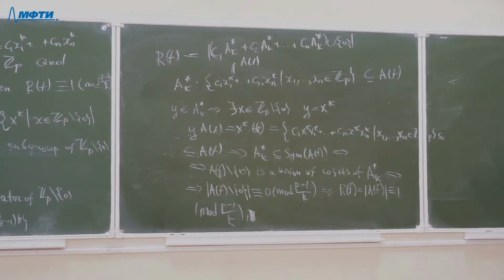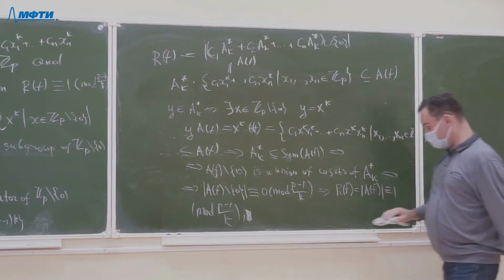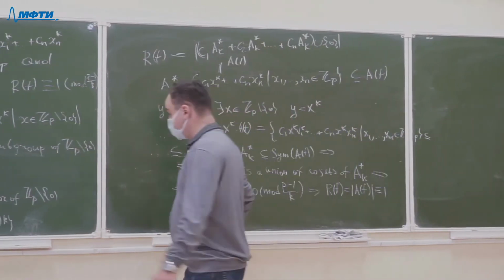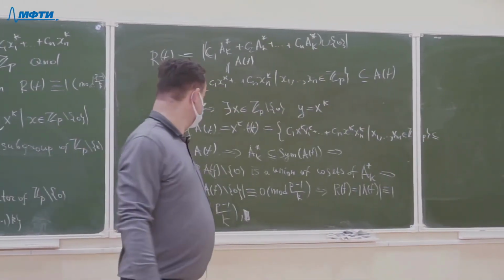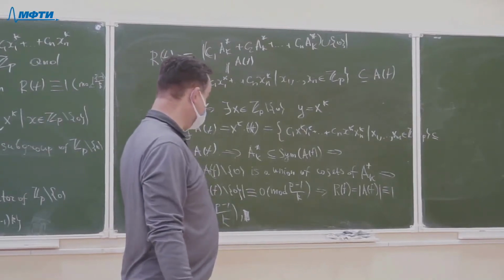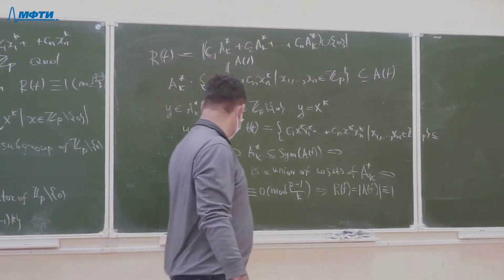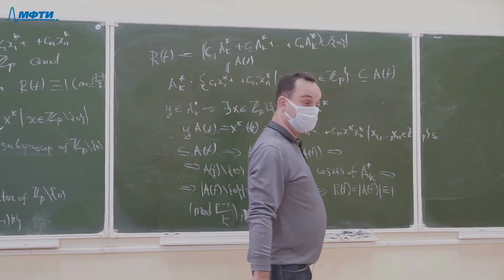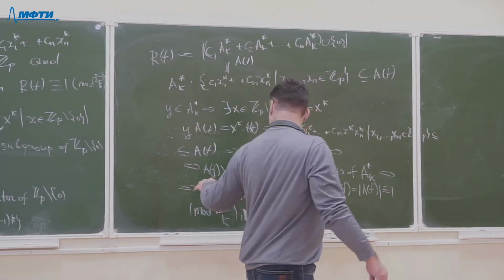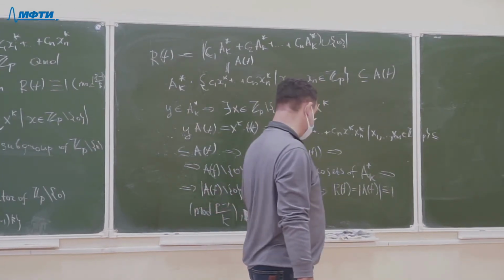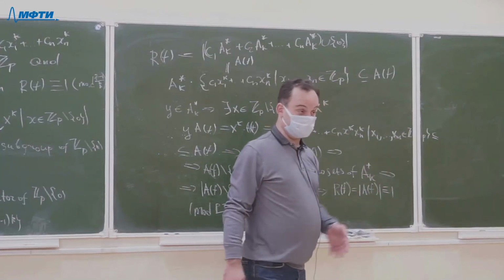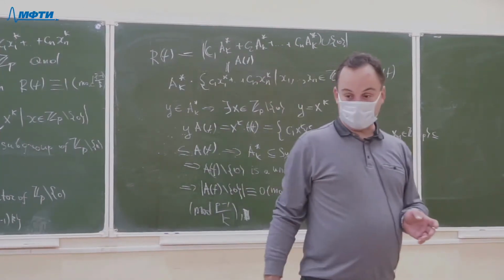Next lemma. Yeah, F with 0 is 1, right? Because F without 0 is divisible by P minus 1 divided by K. So F with 0 is 1 modulo P minus 1 divided by K.